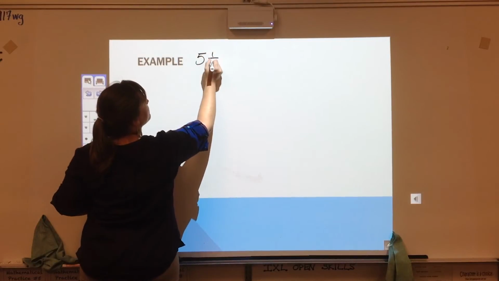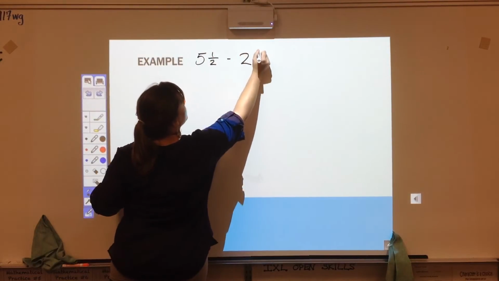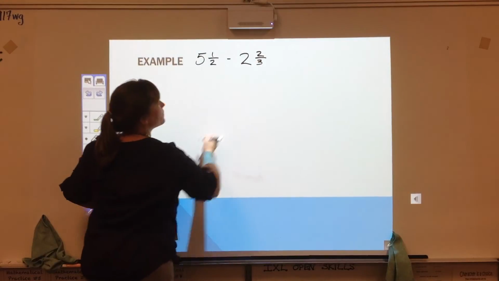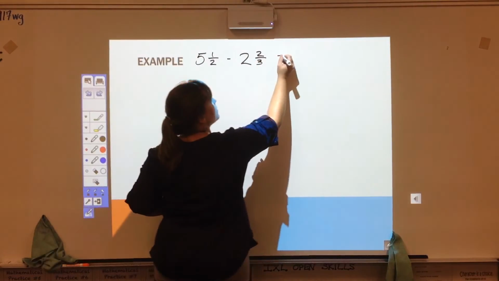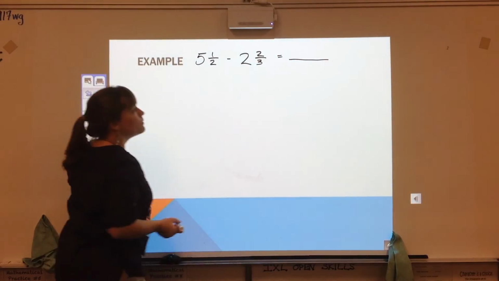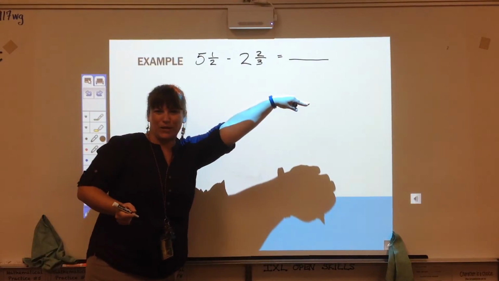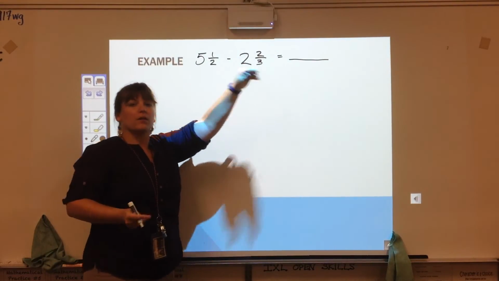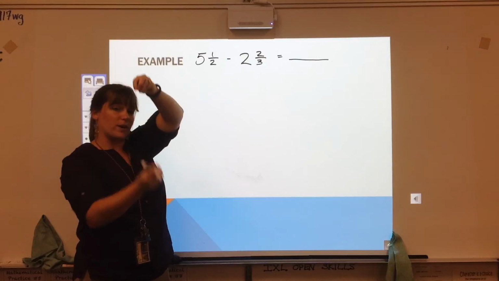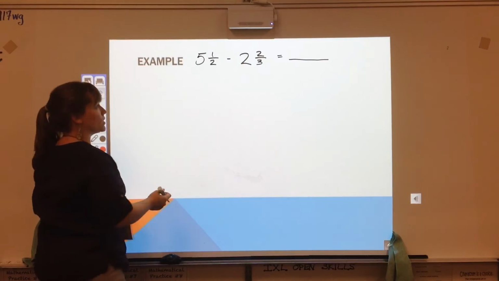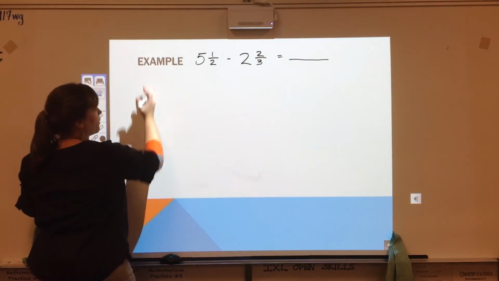5 1/2 minus 2 2/3. And that's going to equal something. But I purposely wrote it horizontally. I want you to too. Because now we're going to actually write it vertically, so you see what that looks like. This is horizontal. Now we're going to write it vertically.